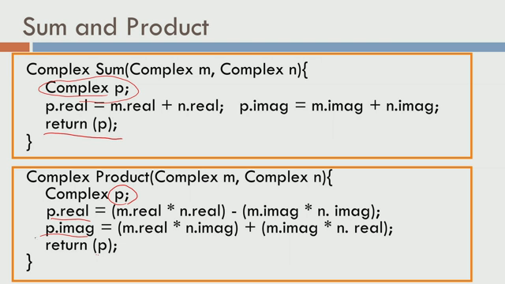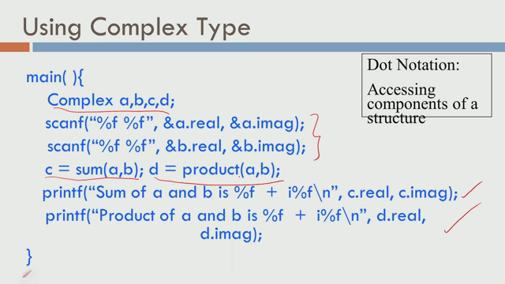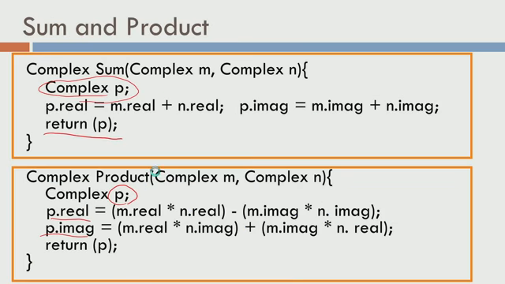So you are returning a complex number, and when you return it to the product call on this side, the real part will get copied to D's real part, and the imaginary part that you return will get copied to D's imaginary part. So this is the way to pass structure variables to functions and get back structures from functions. As of now, I did not show you a mechanism to pass pointers to it.